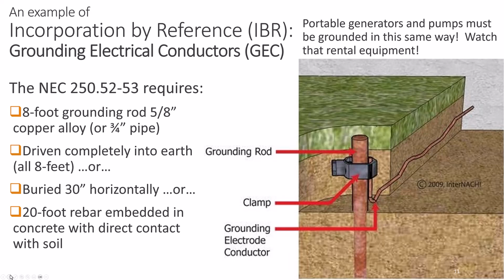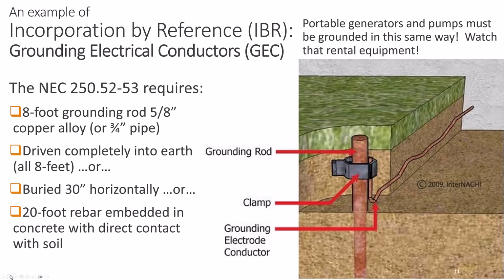Or you can literally bury the whole rod horizontally in the ground, 30 inches below, 2.5 feet. Or there's another weird exception where you can connect up to 20 feet of rebar that if it's embedded in the concrete that is directly in contact with the soil. Well, the typical slab for a building has a plastic sheeting membrane, a vapor barrier, underneath the concrete slab, and so that concrete slab is not in direct contact with the soil, so it does not qualify.